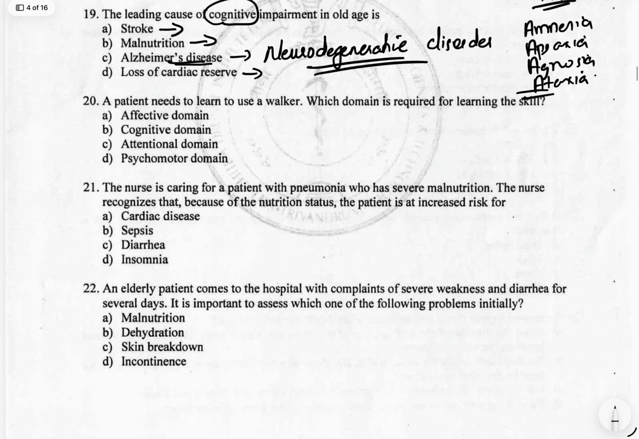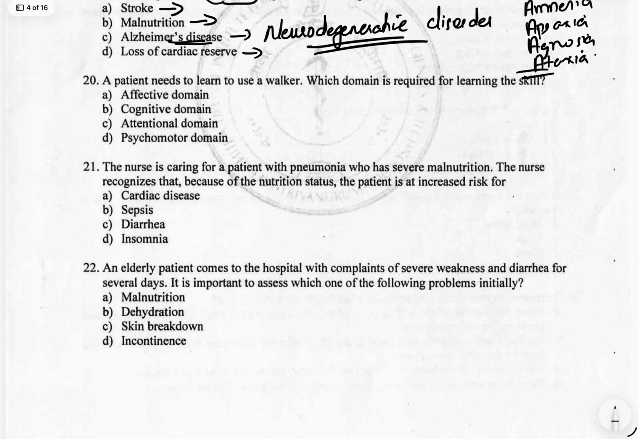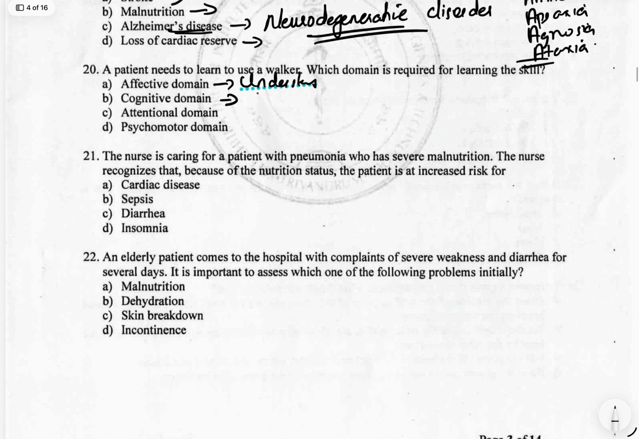So the next question: the patient needs to learn to use a walker. Which domain is required for this skill? Affective domain means understanding how to use. Cognitive domain means using the brain. For example, we are using a computer with our cognitive domain. We are using a phone with a cognitive domain. Attentional domain means you are using a lot of concentration on a particular thing.